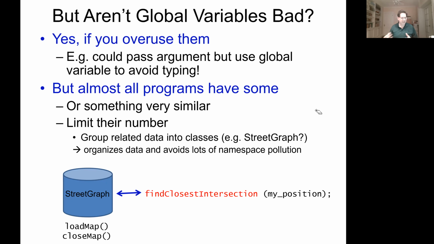It organizes your data. So somebody reading your code can see, oh, this stuff all belongs together. There's less namespace pollution. You just have to remember there's an object called street graph, and it's got a bunch of members inside of it. That's easier to remember. And basically now your load map and close map are going to create these global variables, or even better, one global object that combines the variables. And then the query functions, like find closest intersection, are going to use them. So they're going to call into that when they need to speed themselves up.